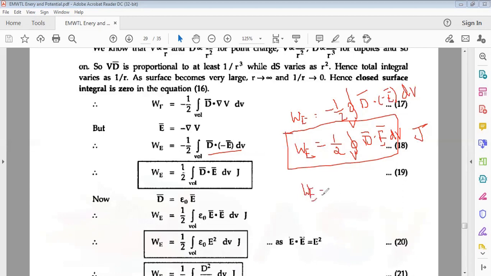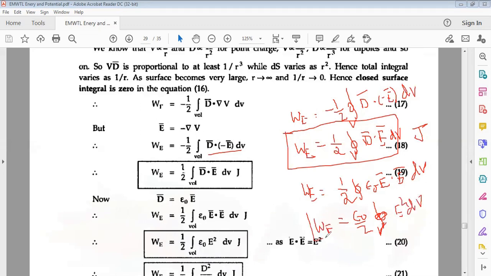The energy stored, W, in terms of E bar, is 1 by 2 the volume integral of D bar dot E bar, and you know D bar is equal to epsilon naught into E bar. So epsilon naught by 2, the volume integral of E square dv, epsilon naught being a constant. This is the energy stored in terms of E: W is equal to 1 by 2 the volume integral of epsilon naught E square dv Joules.